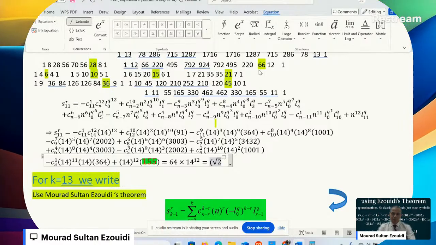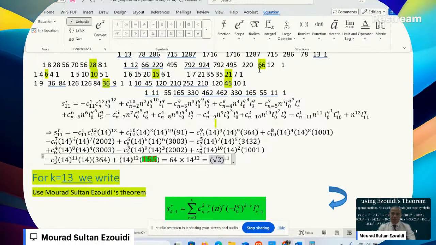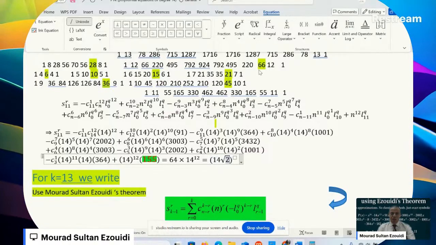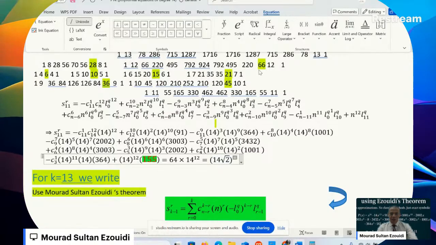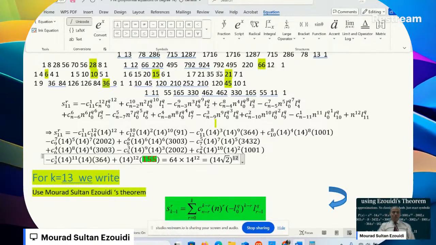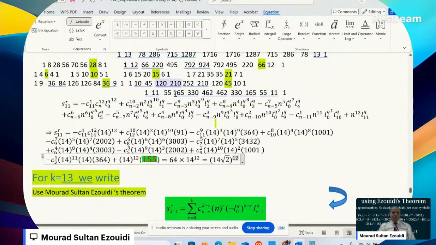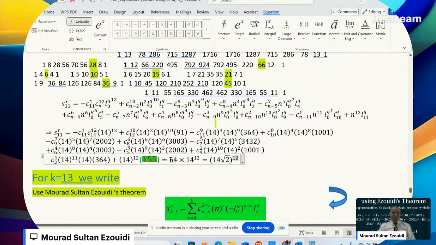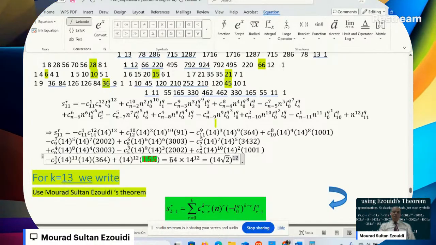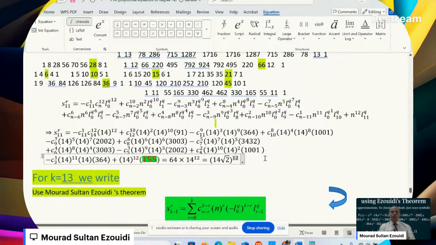Don't forget the 14, all to the power 12. Now I can write this as that, isn't it? Because 2 raised to the power 6 is 64. But the exponent here is 12. So make the base equal to that and the power is 12. So 14 times root of 2.